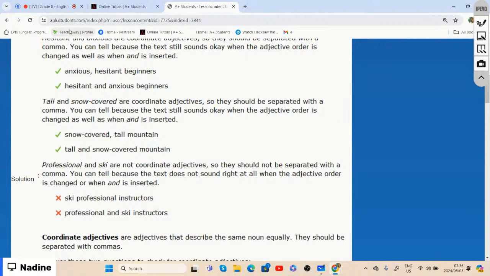And then it is not a coordinate adjective. For example, we have ski professional instructors or professional and ski instructors, right? So we shouldn't add the word and or add the comma.